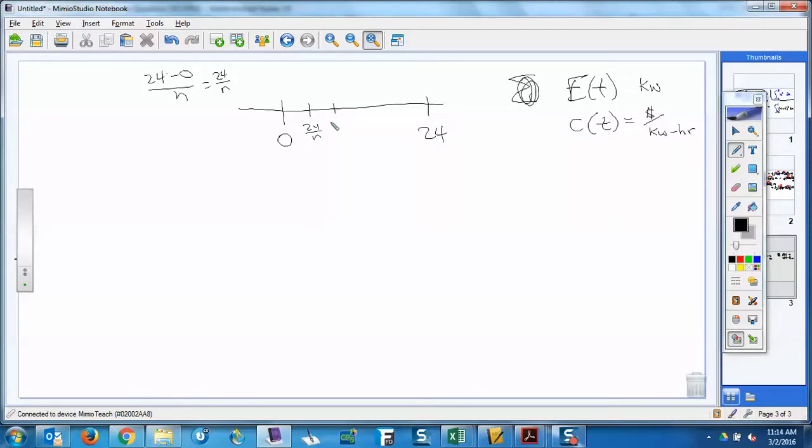And the next one would be 48 over n. The next one would be 72 over n, and so forth and so on. And this last one would be 24n over n, right? Like that. Set up the same way we always have, right?